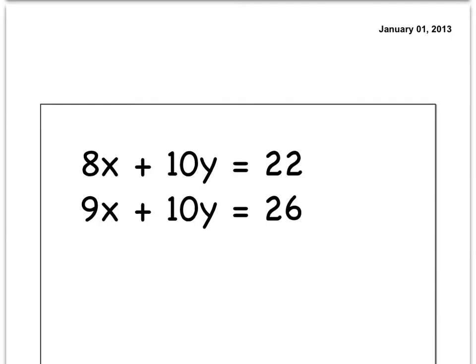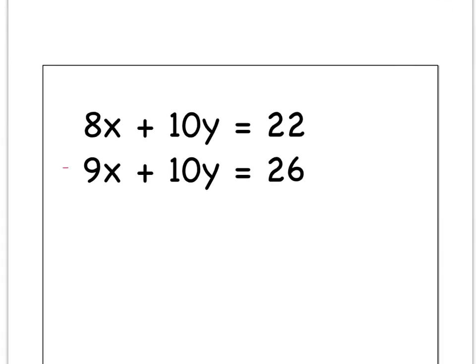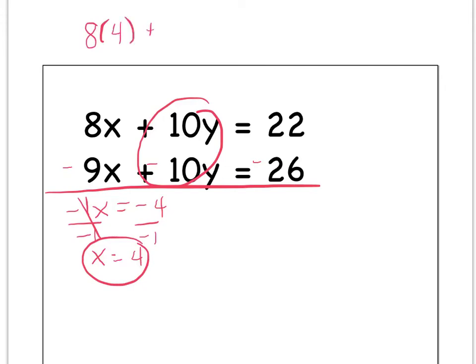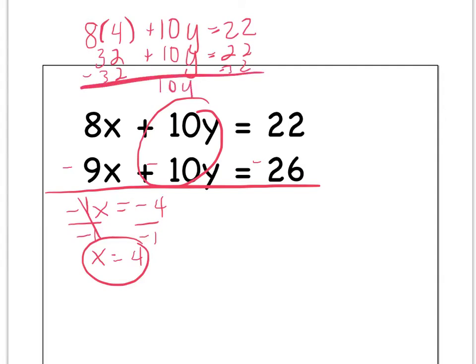On the next one, they are the same sign, so we have to subtract. 8x minus 9x is negative 1x. These are eliminated. Equals negative 4. Divide by negative 1, and x equals positive 4. We're going to take it, plug it back in. So we've got 8 times 4 plus 10y equaling 22. 32 plus 10y equals 22. Subtract our 32. 10y equals negative 10. Divide by 10, and y equals negative 1.